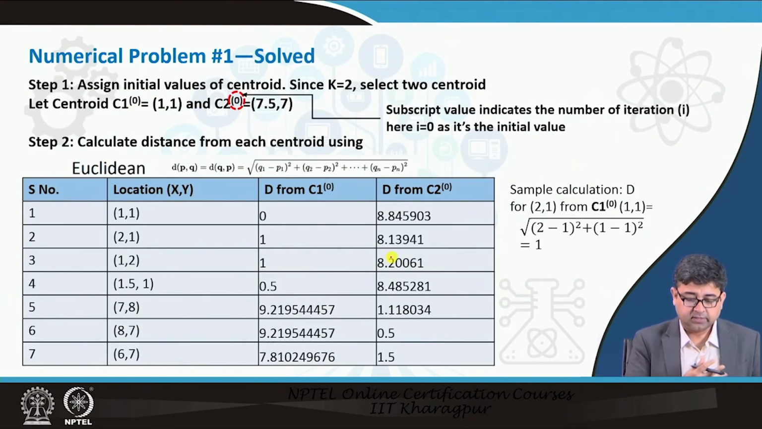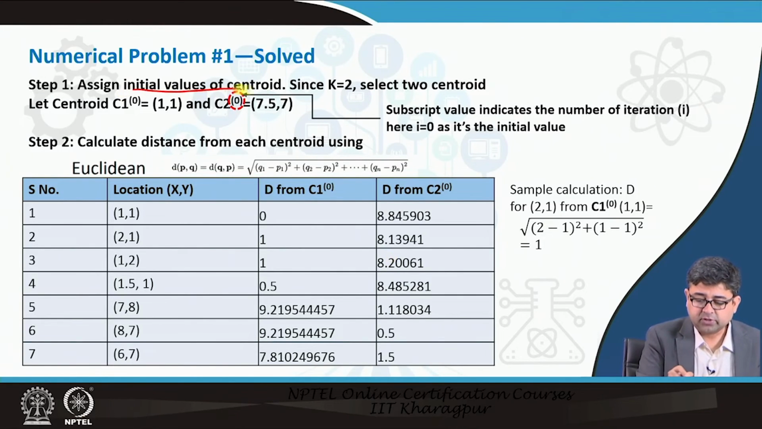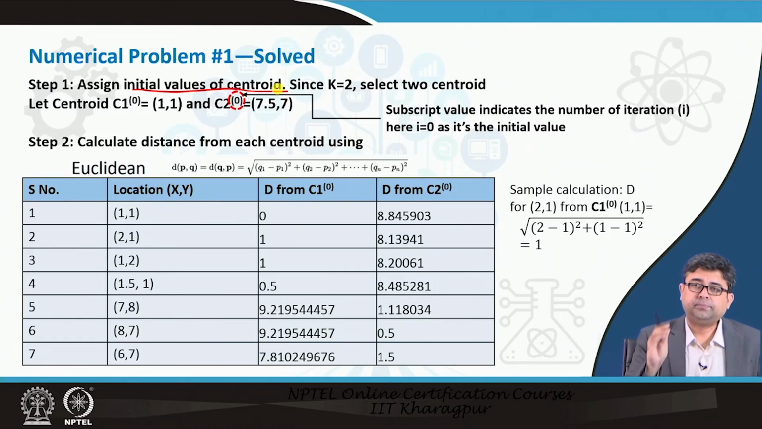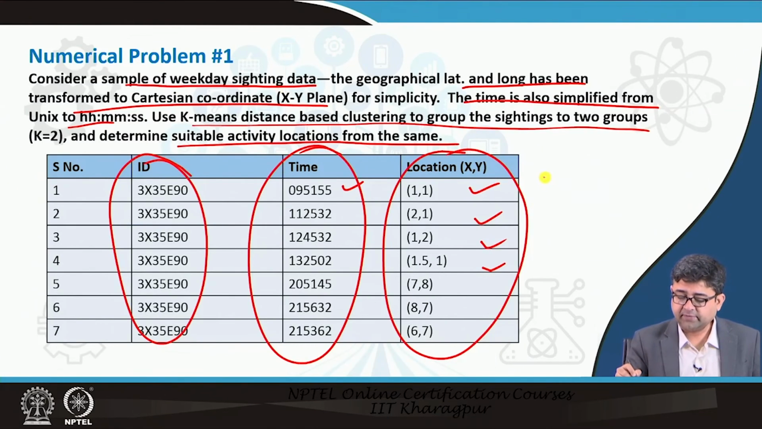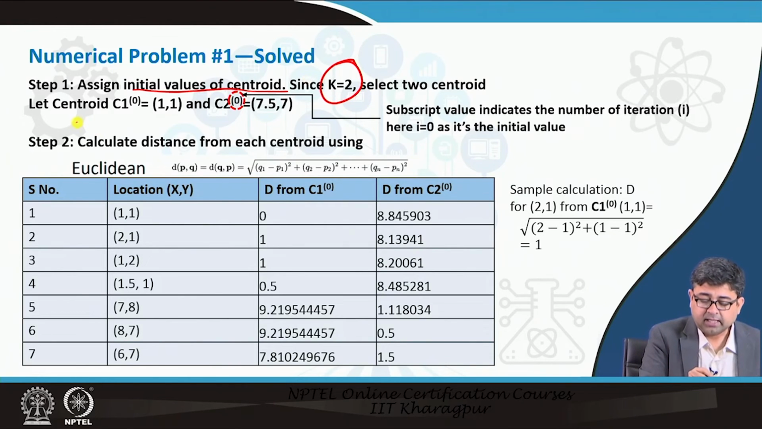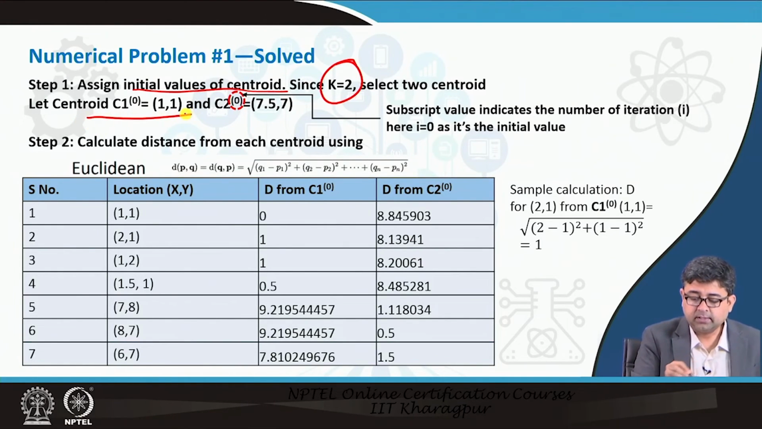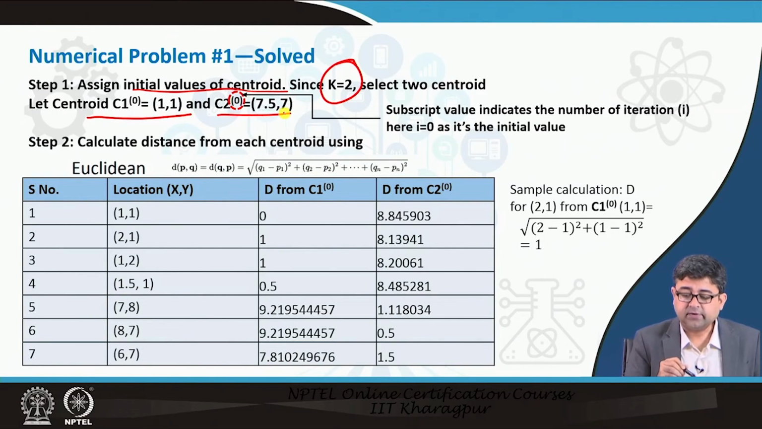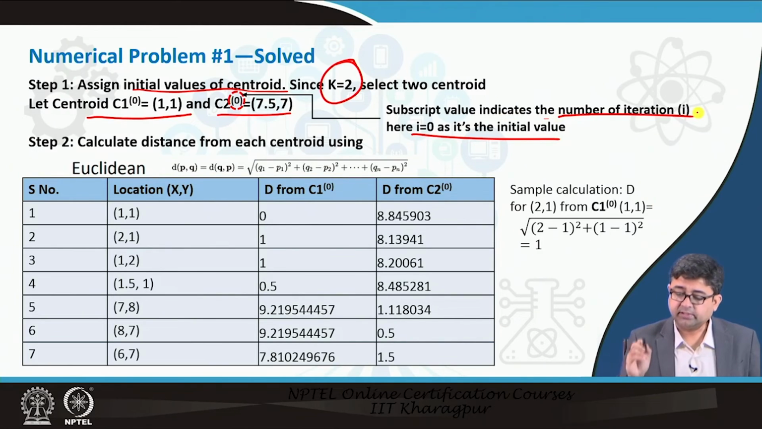So, what first you do is you assign initial values of centroid, right. Just pick, based on what is available here, of these different Cartesian coordinates in the xy plane, initial values. Since k is only 2, you have said only 2 groups. So, let us assign 2 centroids. Let the first centroid be (1, 1) and the second centroid be (7.5, 7), right. And the superscript here, i equal to 0, is because we are making the first iteration. So, this is the 0th iteration, meaning the base value.